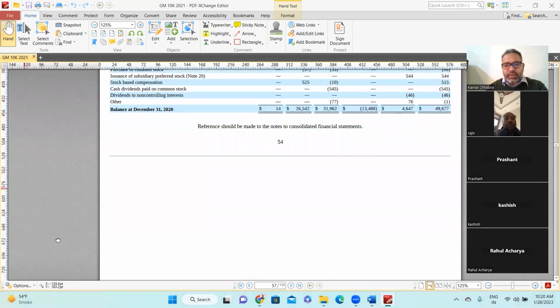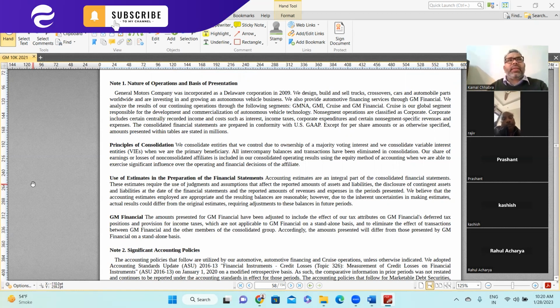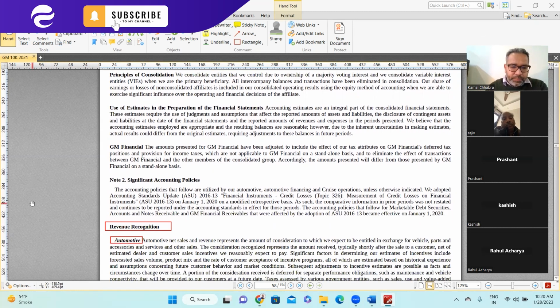This is the consolidated statement of equity, which we have discussed. But in today's class, I'll take you through at a very high level how the notes to accounts have been drafted by General Motors and Microsoft, so that you get a flavor of what we have studied in the last two or three classes, and how it is implemented in practical life.